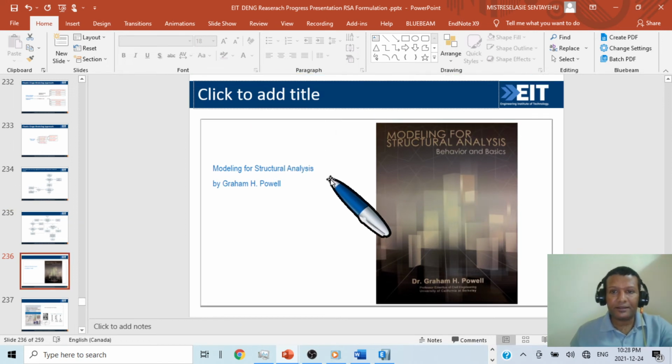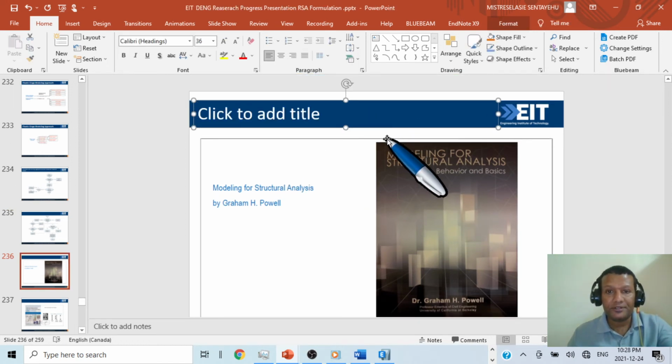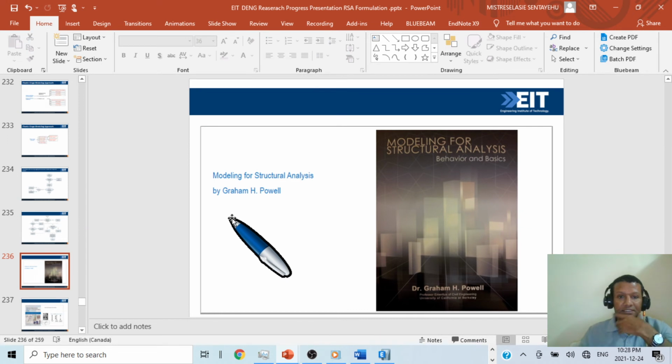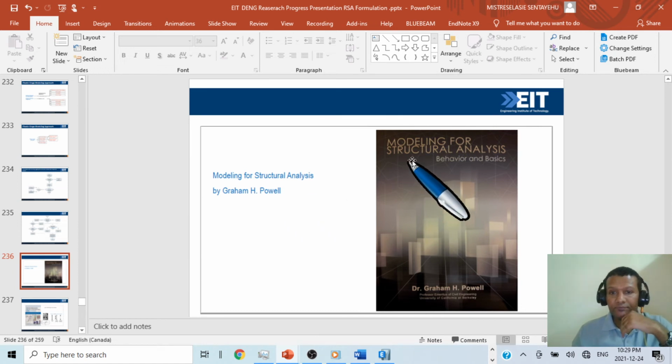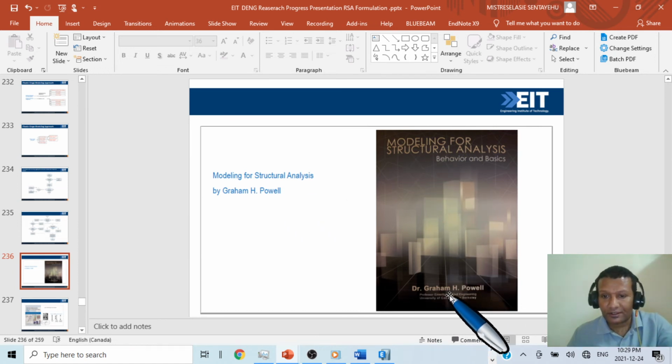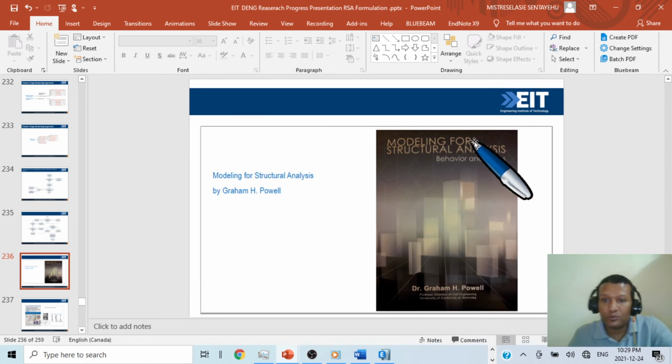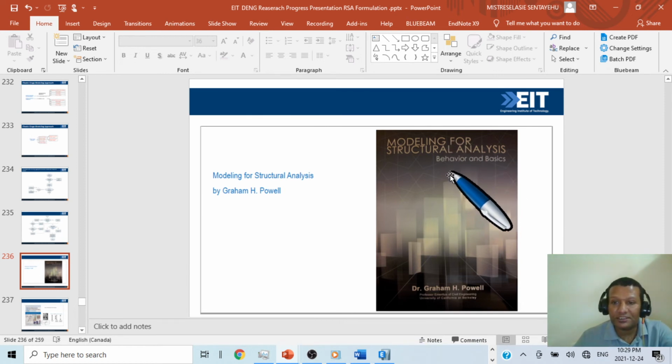So I really highly recommend, if you are interested, you can see Modeling for Structural Analysis by Graham H. Powell. This is his book, Dr. Graham H. Powell. So for modeling for structural analysis, you can see it for detail.